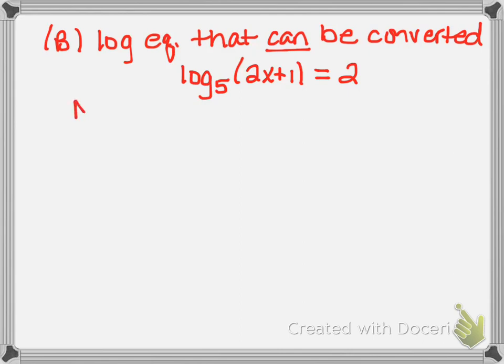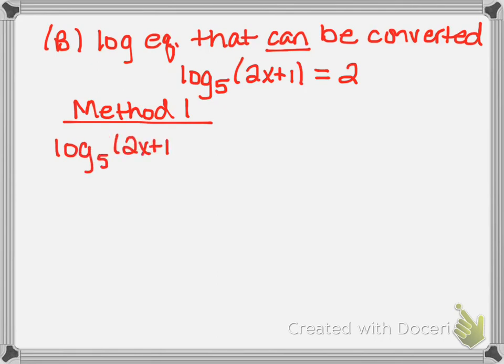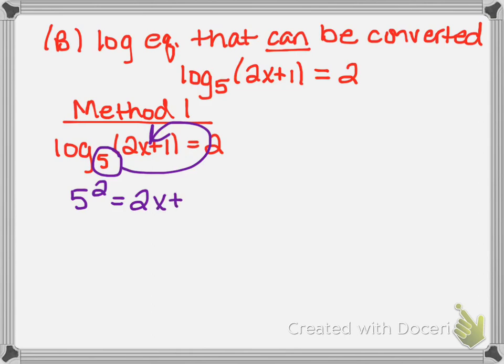So option 1 is, I'm going to rewrite that equation to show you what option 1 would do. So option 1 is to convert this to its exponential form. So the lasso method, or whatever method you were taught, to convert it to exponential form, and it would convert to 5 squared is equal to 2x plus 1. That's method 1.